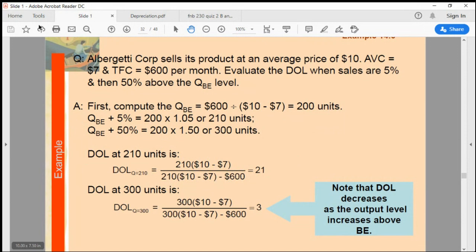Okay, 21, right? And degree of operating leverage at 300 units, and then 3. So note that degree of operating leverage decreases as the output level increases above the break-even point. Yes, that's the look.